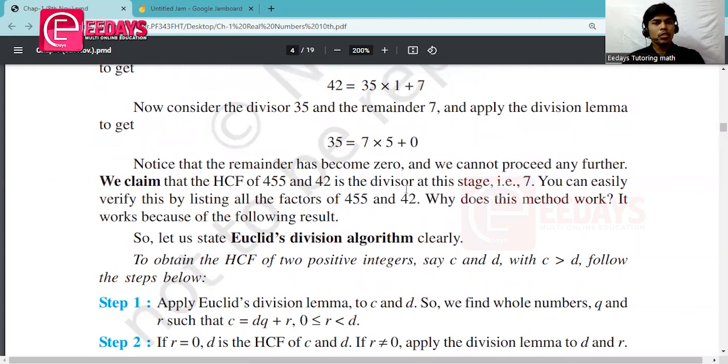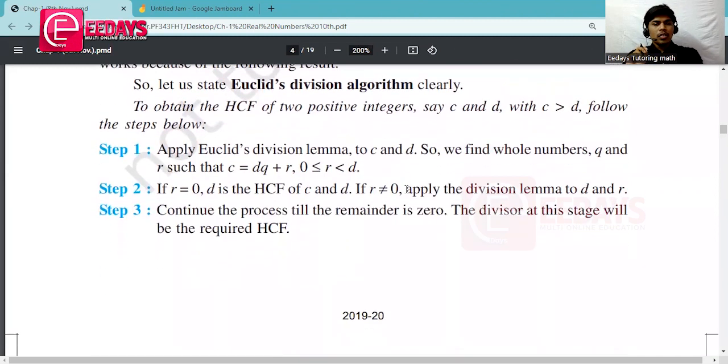Okay. So by applying the Euclid division algorithm, you can find the HCF of two numbers, the highest common factor. Okay. So observe the conditions here. Every time, if you get remainder 0, you just stop here and write the divisor. So these are the steps you should follow.